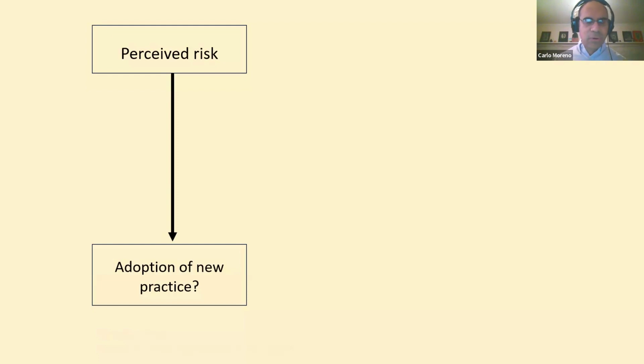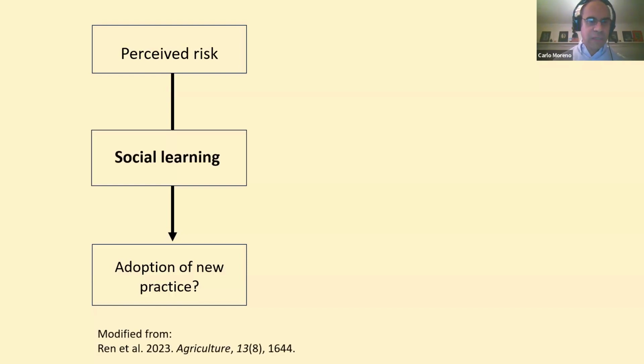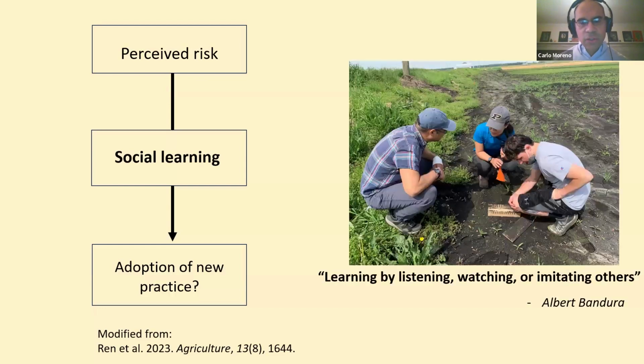Now, this is just a simple heuristic that has been developed in the last 50 years for thinking about human behavior and decision making. But more recently, people in the world of social psychology have said, well, it's not just perception of risk. You need to look into something called social learning. And social learning, to explain what that is in just a few words, is just learning by watching or imitating or listening to others.